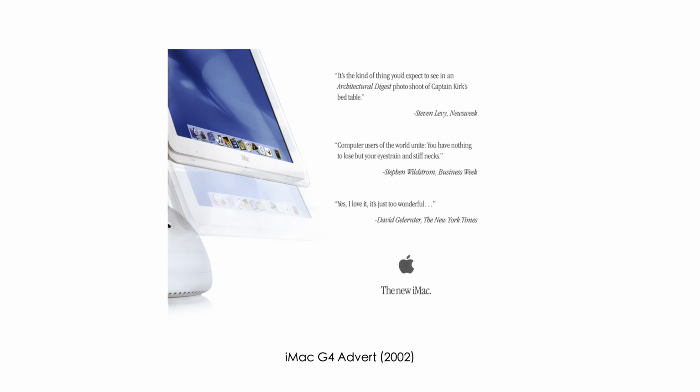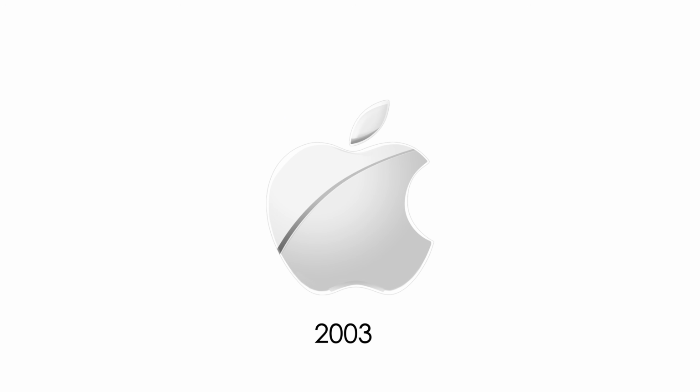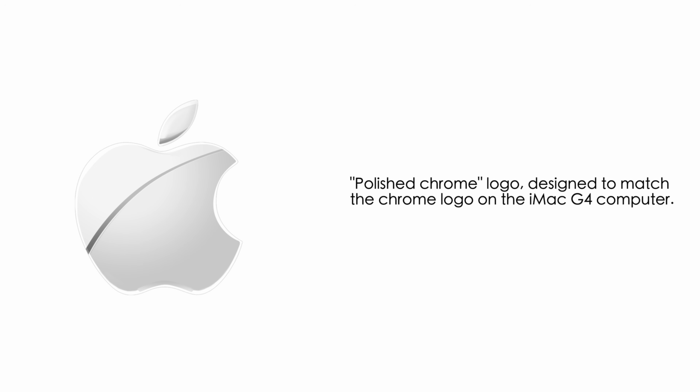In 2002, Apple released one of their most innovative products so far, the iconic iMac G4. The next year they began using another new logo, this time with a metallic look designed to look like the polished chrome logo on the front of the new iMac.